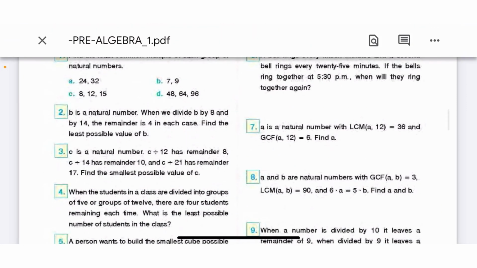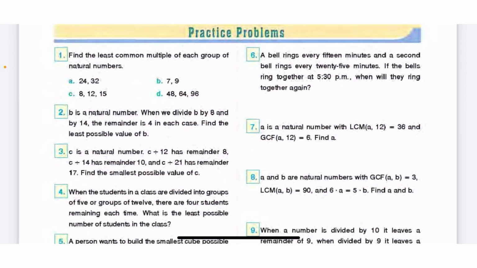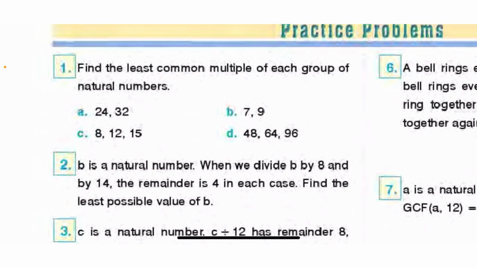We have some practice problems here. Now find the least common multiple of each group of natural numbers.